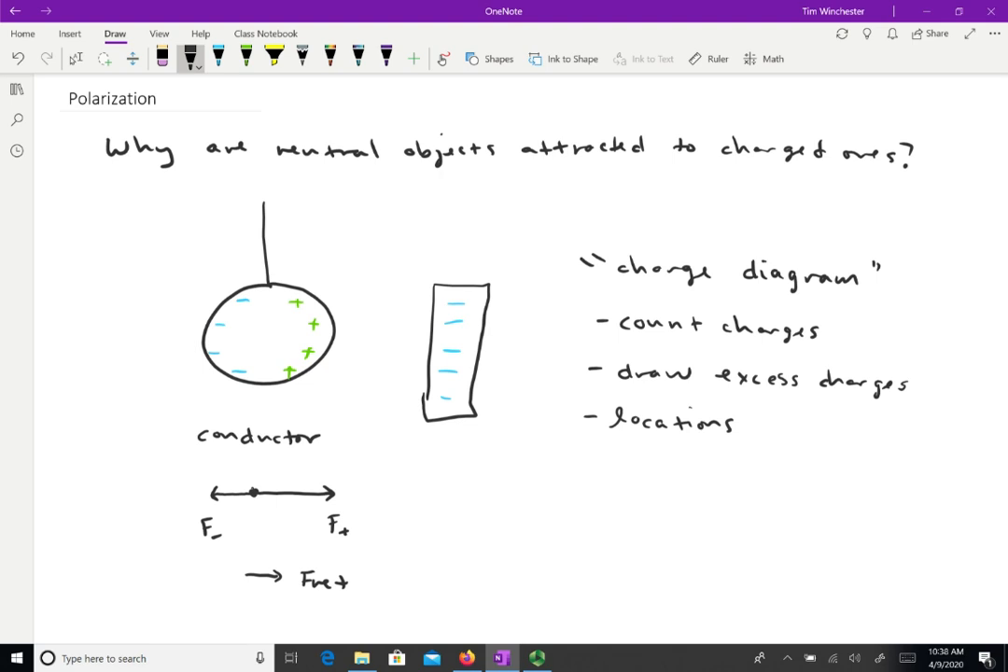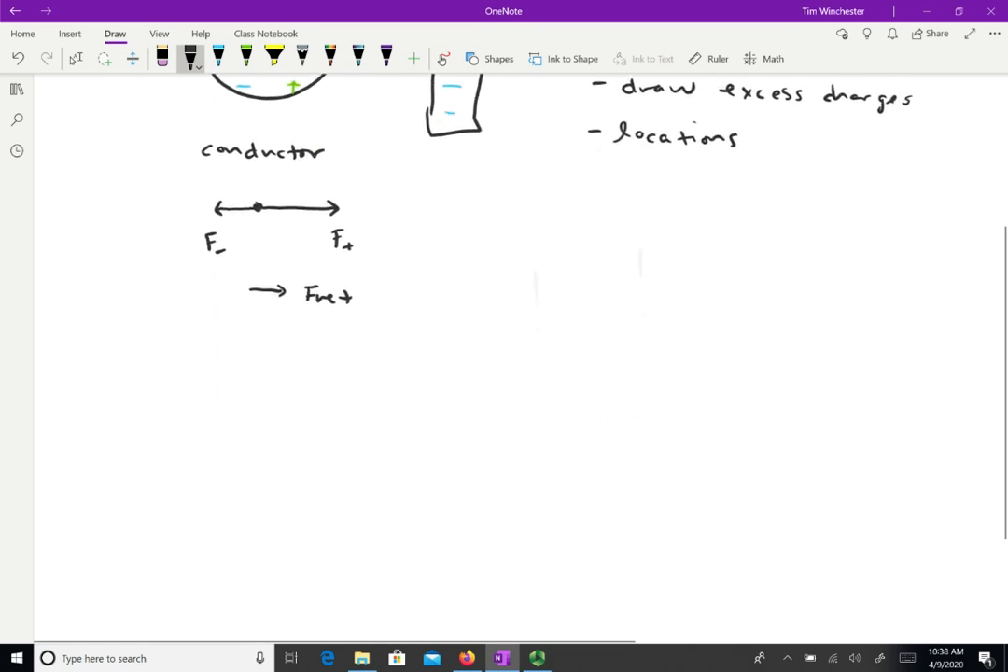So when you draw these, try to think about whether they're going to be on surfaces, if they'll be spread throughout, and so on. Those are the sorts of things that you want to look for when you're drawing a charge diagram. Okay. So again, this I think explains what's going on in a conductor, but what about an insulator? Let's consider that case.